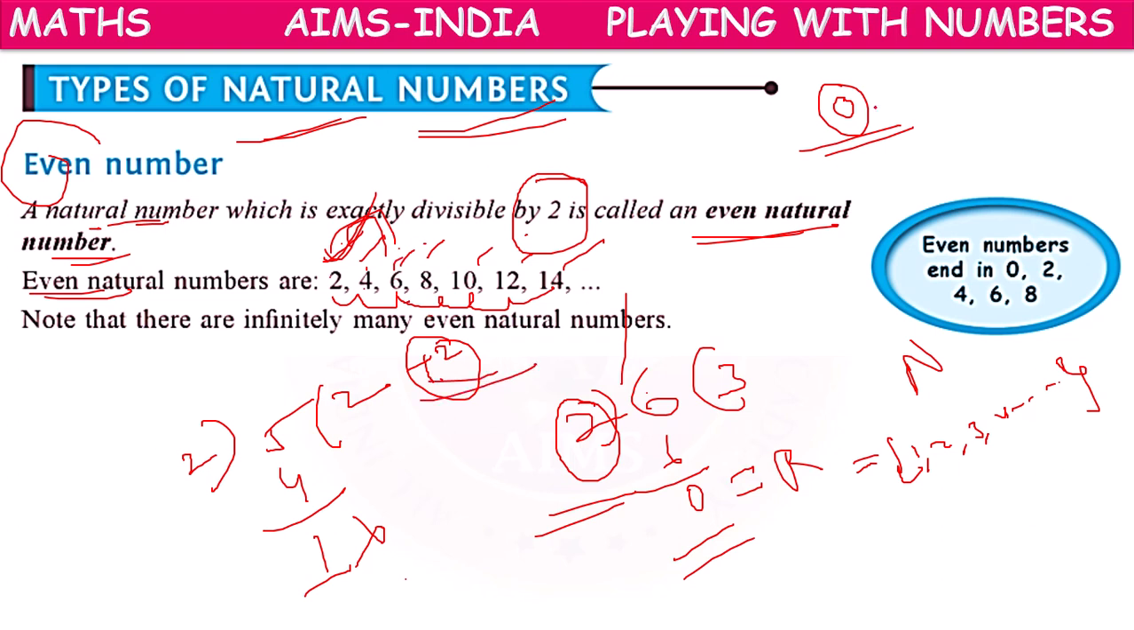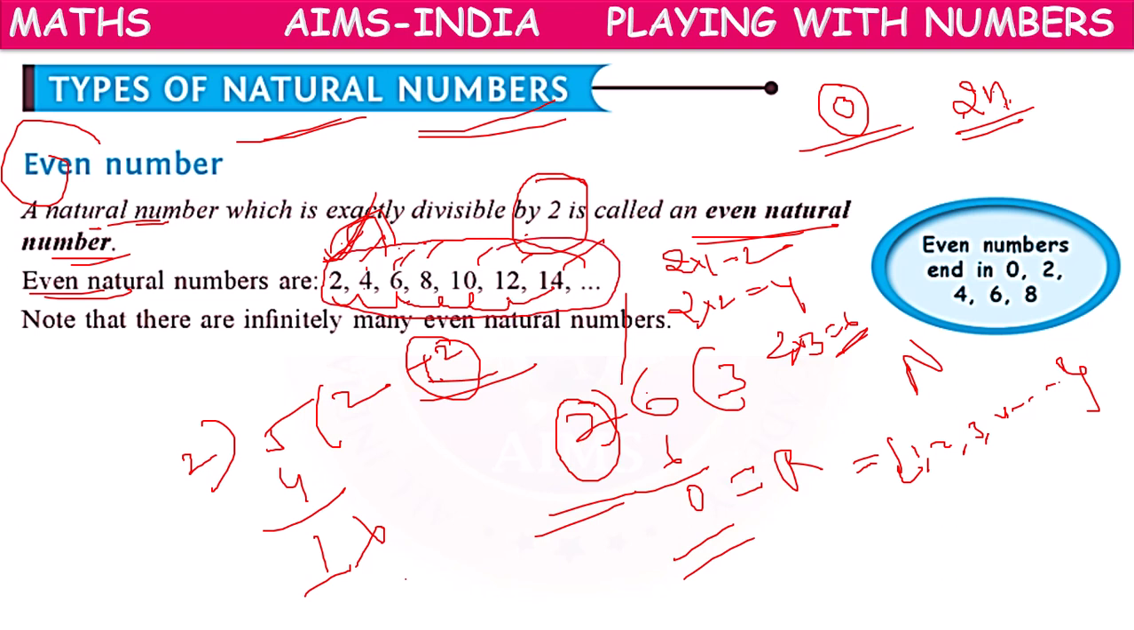So the general form of an even number is 2n, where n is a natural number. Means in the place of n, if we keep 1, 2 into 1 is 2. If we keep 2, 2 into 2 is 4. If we keep 3, 2 into 3 is 6. Like that. So these are considered even numbers. The general form of an even number is 2n, where small n is a natural number.